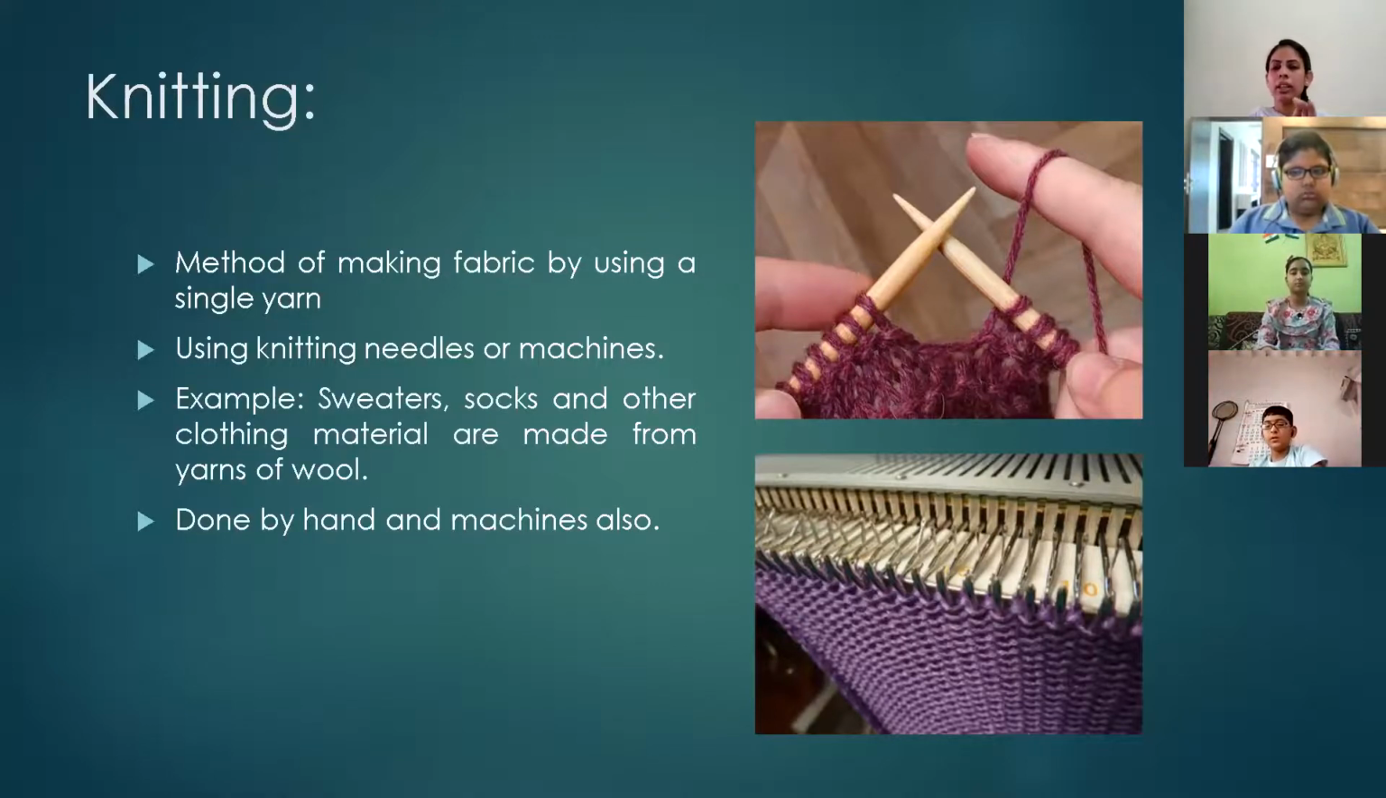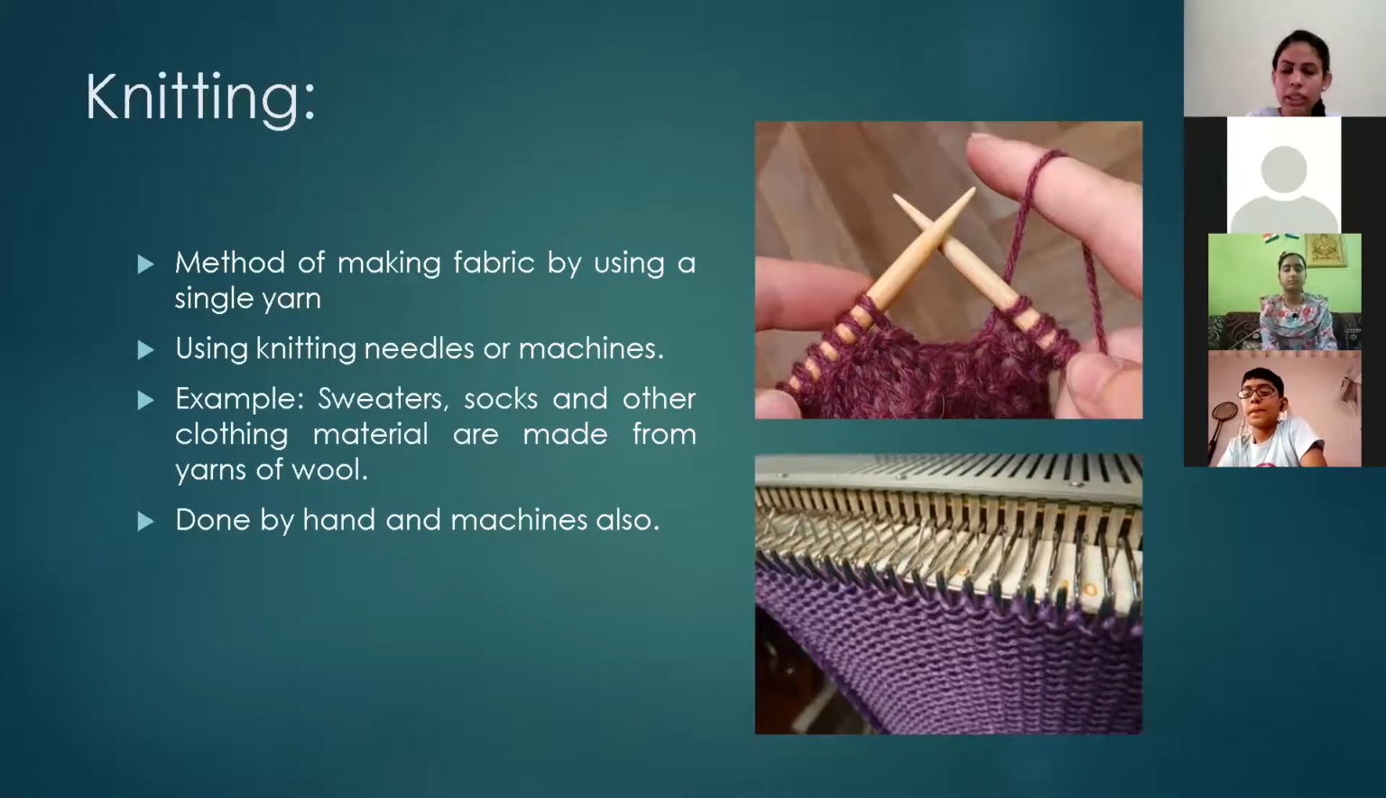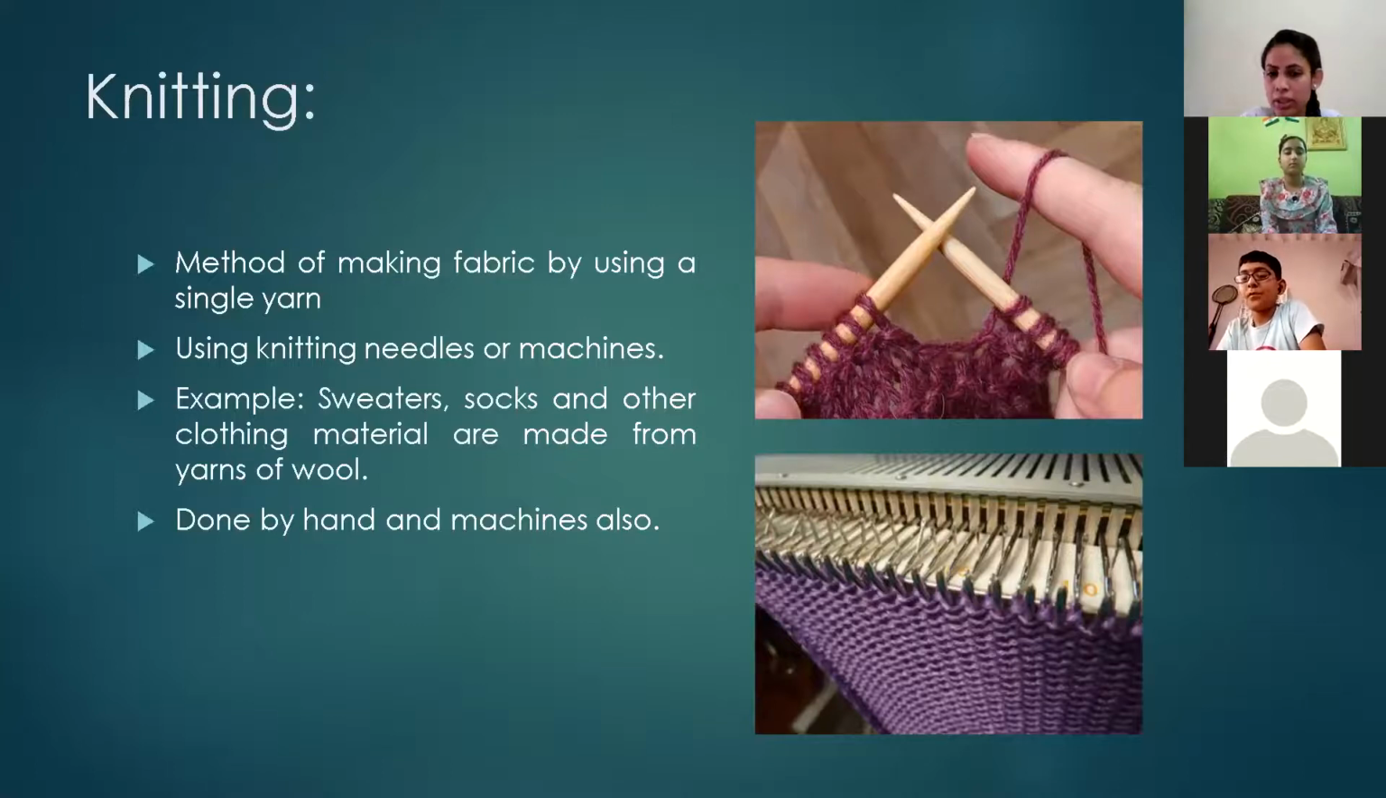The knitting that we do by using knitting needles is a time consuming method also. So machines do the knitting very fast as compared to knitting needles. Examples of knitting are that you knit sweaters and socks also, and other clothing material is also made from it. So it can be done by your hands and with the help of machines also.